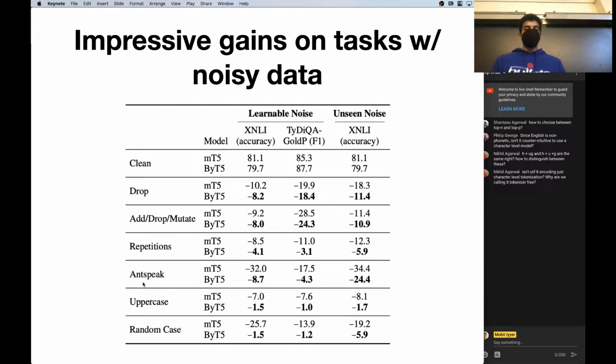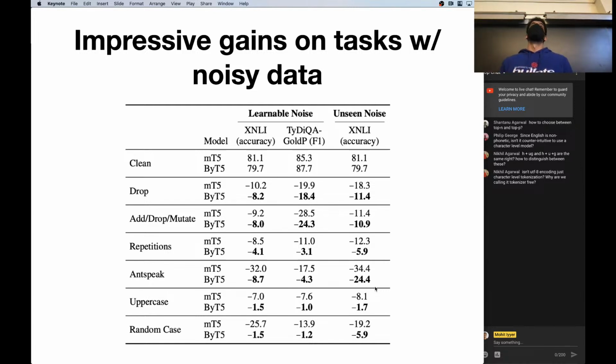Ant speak is pretty interesting. So they capitalize all characters and then add spaces between each character. You can see that this is really bad for the normal T5 model. It affects accuracy by like 34% if you do this at just test time. The byte T5 model is not completely robust to this, right? It still degrades considerably, but not as much.